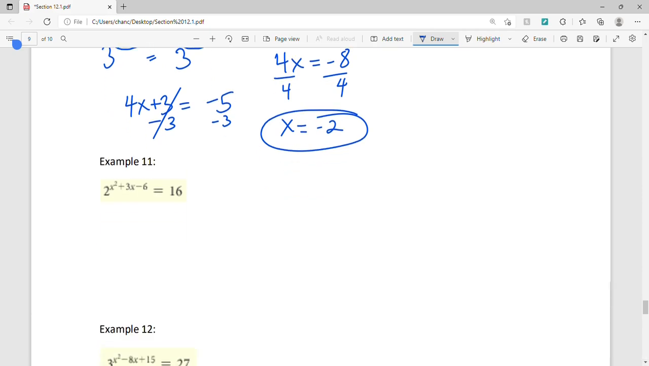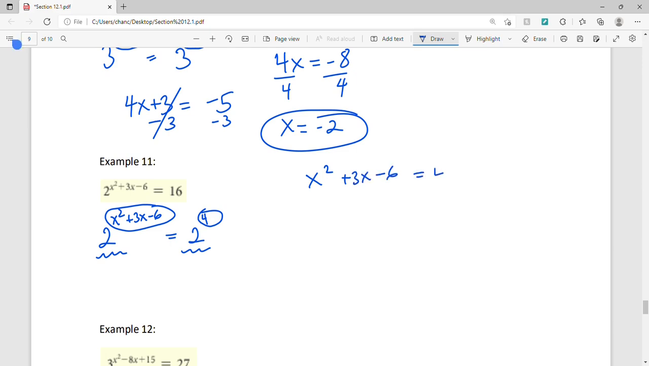In example 11, this one looks like an interesting problem, but it's not too difficult if we get the bases the same. So I could rewrite 16 as 2 raised to the fourth power. 2 raised to the fourth power is equivalent to 16. Since the bases are the same, we can equate the exponents. So we'll say x squared plus 3x minus 6 is equal to 4.